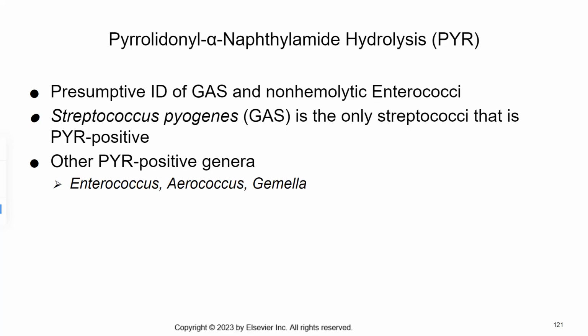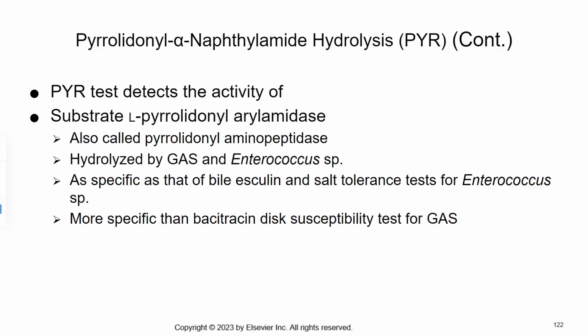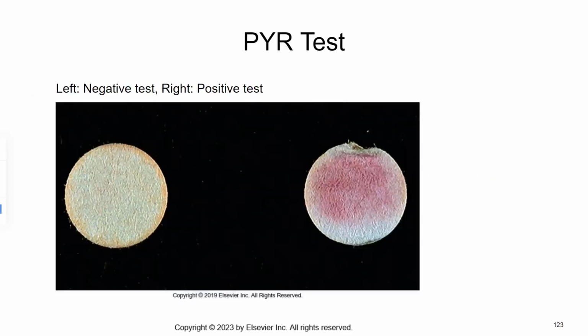PYR test, the presumptive identification of group A strep and non-hemolytic enterococci. Group A strep is the only strep that is PYR positive. Other PYR positive genera include Enterococcus, Aerococcus, and Gemella. This is just some more information about the PYR test. And positive would turn pink on this disc.